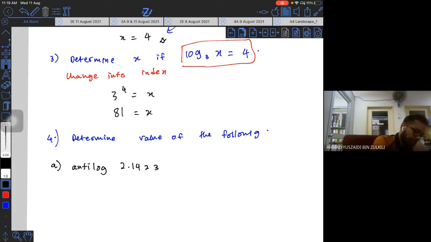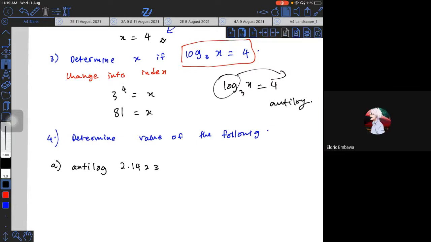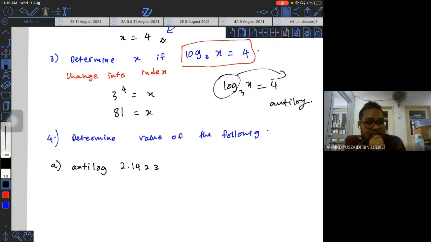What is anti-log? Opposite of log. Usually, for example, log x3 is equal to 4. If you transfer log to the other side, it will become anti-log. But how to find anti-log in your calculator? Did you check? Is the word anti-log written on your calculator? No. That's no, sir. So how to find anti-log?